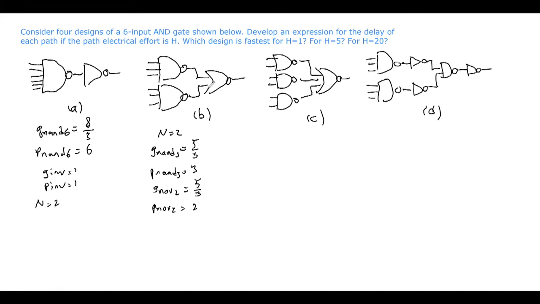And in the third implementation, again, this is a two-stage implementation. At the first stage, we see a 2-input NAND, and at the second stage, we have a 3-input NOR gate, again implementing the same function at the end.